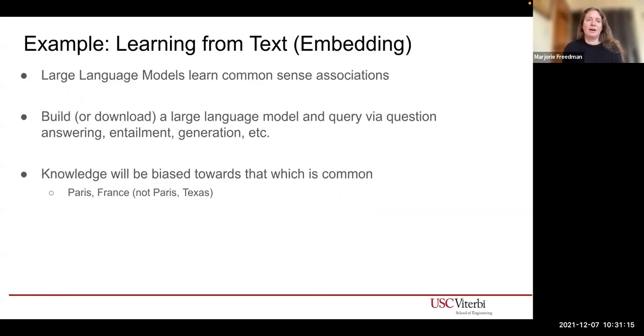Next slide. So a different approach is to say that the large language model, when it has read all of this data, has learned common sense associations. Here, I'm not going to dive into how one builds these large language models. I'm going to say you have one. It's giant. And we are going to grab it and query it via question answering, via entailment, via generation, to try to grab the common sense information that that language model has learned via association. And the caveat here is that knowledge will be biased towards that which is common. And so you're much more likely to get an answer for Paris, France than you are for Paris, Texas.